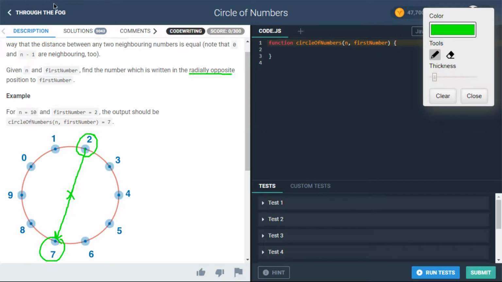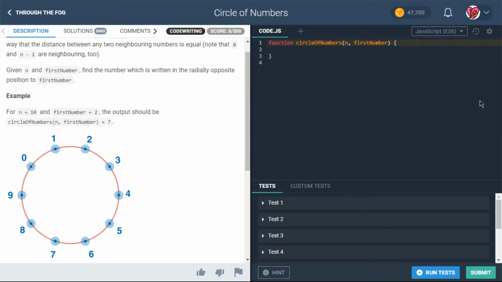Okay, cool. So let's say if 9 was our first number, then again, we'd go through the center, just go opposite, and we'd get 4. Okay, so that seems good.